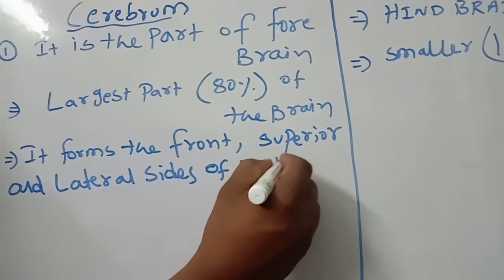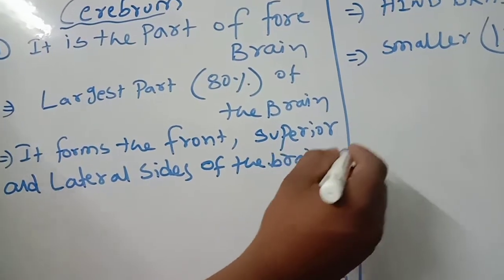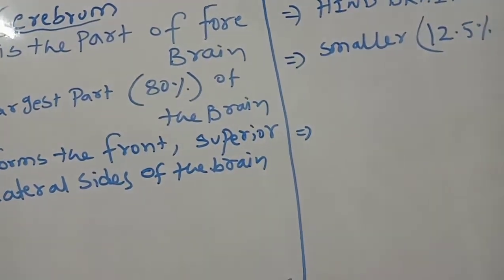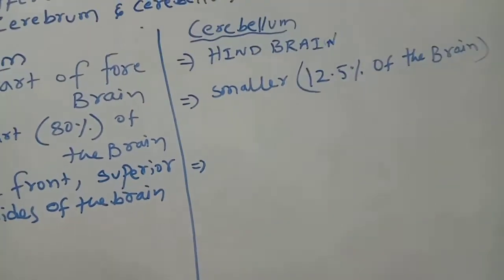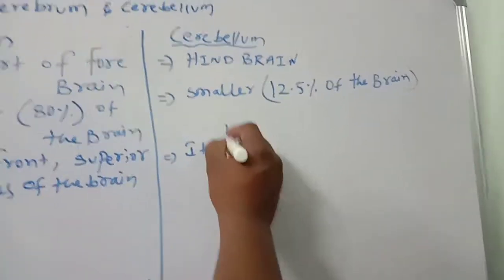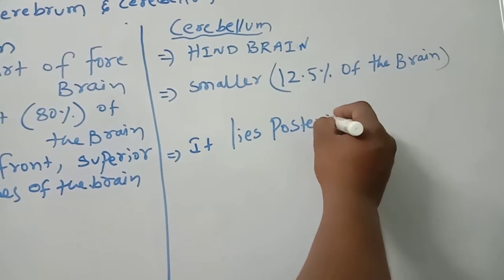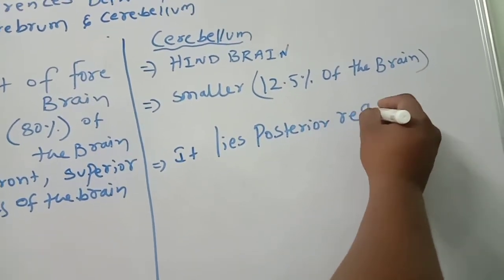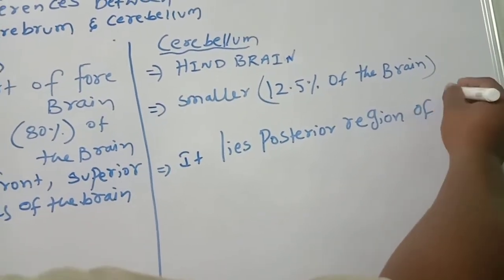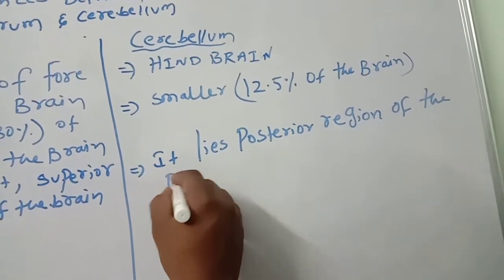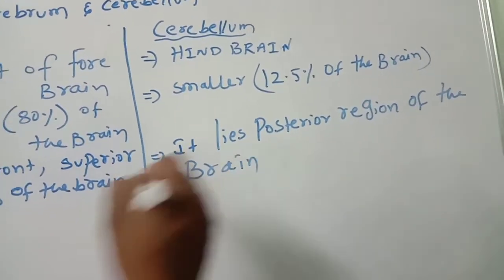Now, what about the cerebellum? It is also a very easy point. It lies in the posterior region of the brain. This point you should remember.